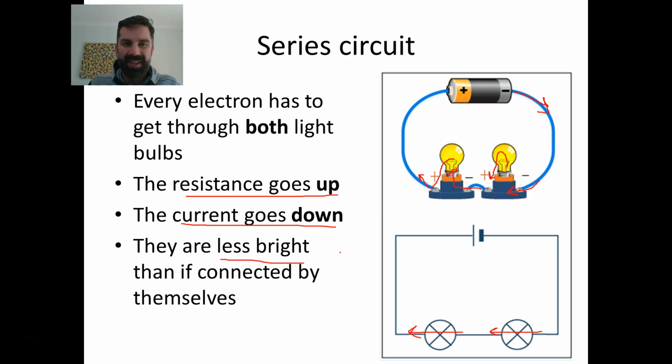One of the disadvantages as well with a series circuit is if one of these light bulbs happens to blow, like the filament burns out, like what might happen at home, then the whole circuit is out of action and no electrons can get through. So it only takes one light bulb to blow and neither of them will work. So series circuit is very simple, but there are some disadvantages.